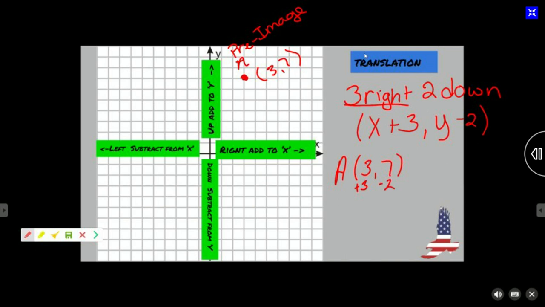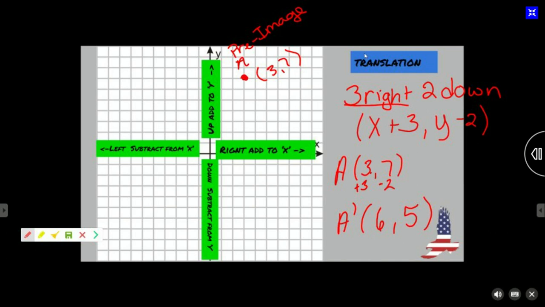What is A prime going to be? 6. Where'd I get 6 from? Because you got 3 plus 3 and 7 minus 2, so it's 6 and 5. Because x is 3, and I gotta add 3 more. That gives me 6. And then when y is 7, I'm going to subtract 2.